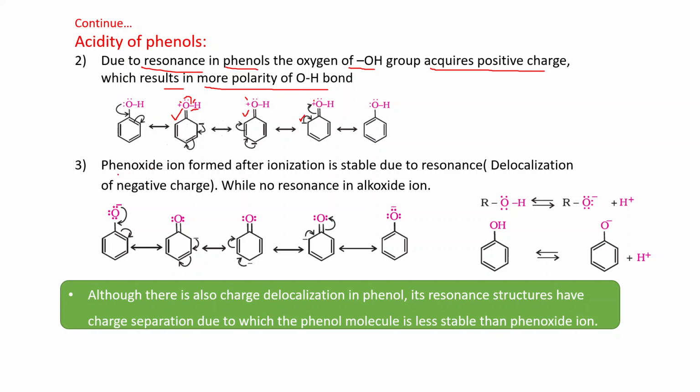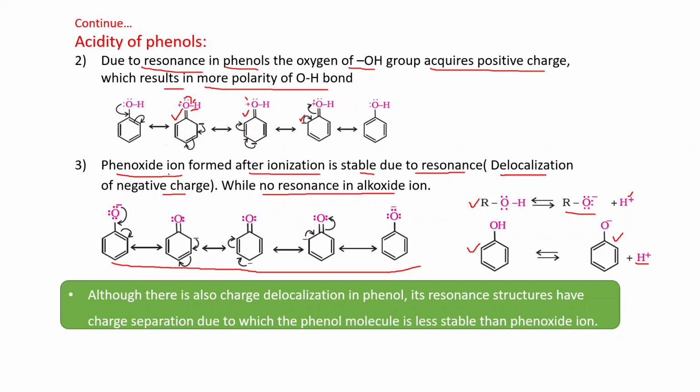The third reason is that the phenoxide ion formed after ionization is stable due to resonance. In this resonance, delocalization of negative charge takes place, while there is no resonance in alkoxide ion. Now you can see this reaction. This is alcohol. After giving this proton, it will convert into alkoxide ion, and this will not show any resonance. This is phenol. After giving this proton, it will form this phenoxide ion, and these are the resonating structures of phenoxide ion. That's why we can say phenoxide ion is more stable than phenol.